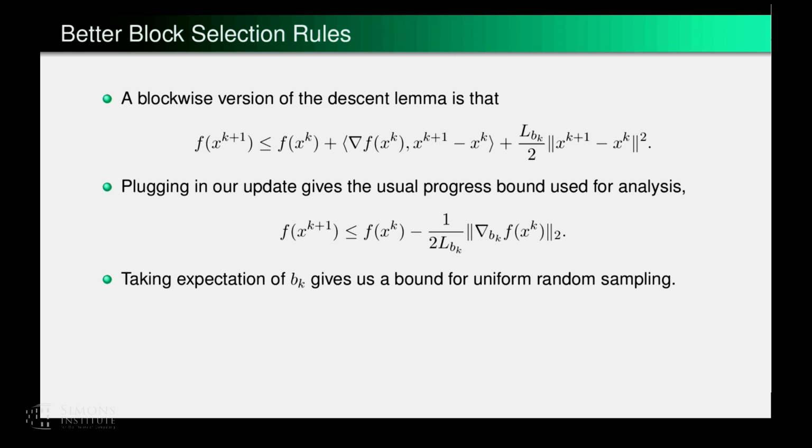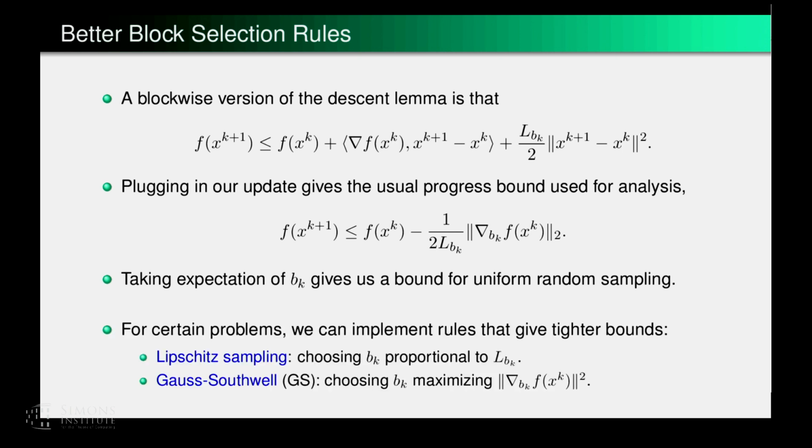OK, so let's think about this. We can make a blockwise version of the descent lemma. So we can bound how much f of x_{k+1} is going to be lower than f of x_k in terms of the gradient and how much we move and this value L. If I plug in that step from the last slide, I get this progress bound, which is saying that how much I improve the objective depends on the norm of the block and the Lipschitz constant of the block. If I now take the expectation of that with respect to the block, I can get a bound on how much progress I make with random sampling.